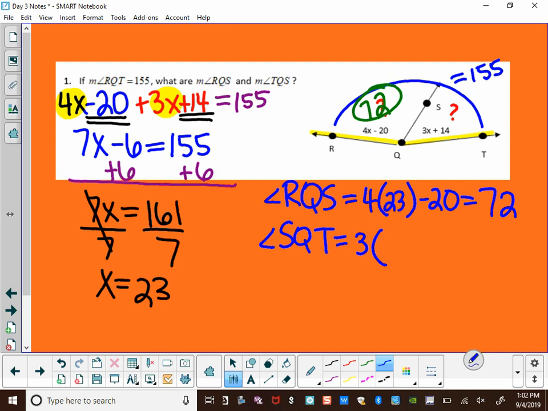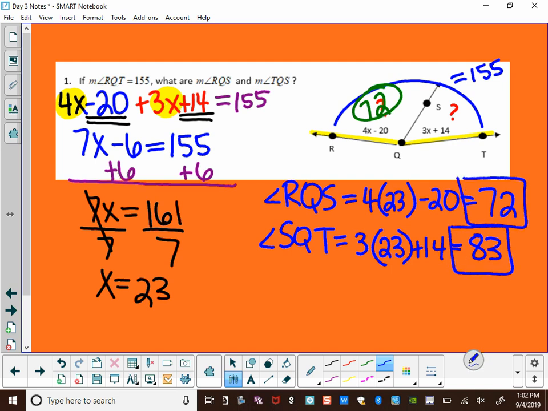Okay, so if I do 3 times 23 plus 14, I also get 83. Those are my two answers. Notice how these pictures are never drawn to scale. Sometimes they are, but in this case it's not, because the one that's 72 looks like it's bigger than the other one, right? But we don't really care about that. What I care about is we did the math right, that's 72, and the other one is 83.